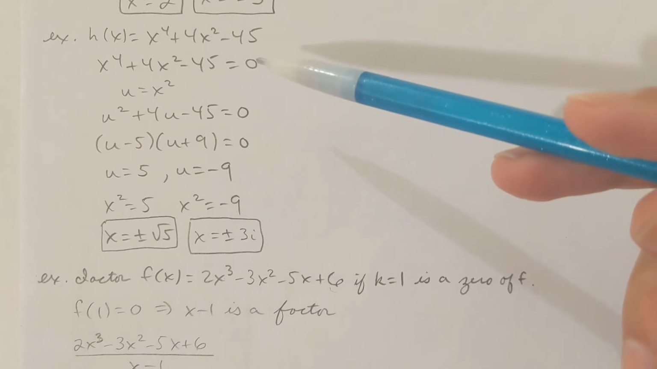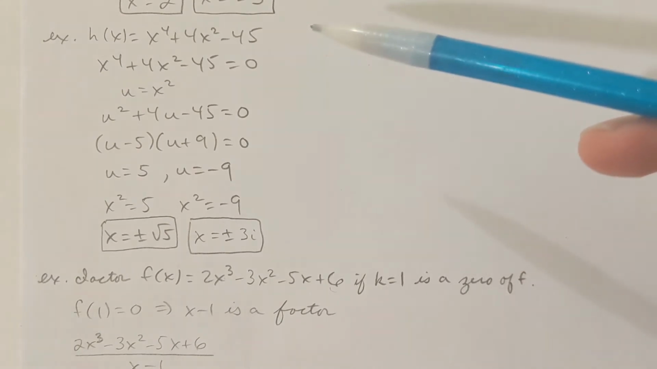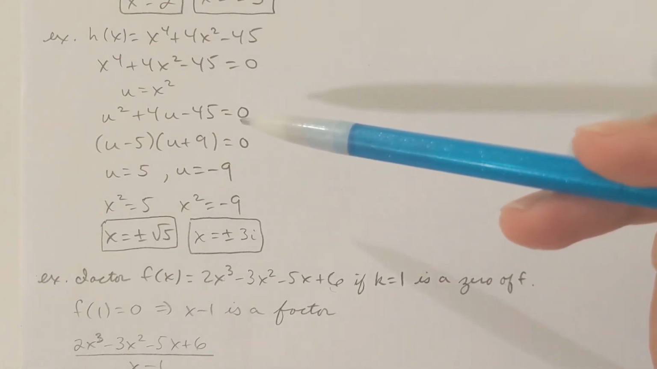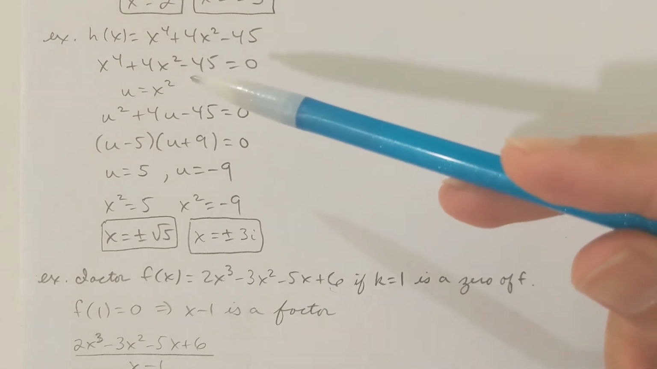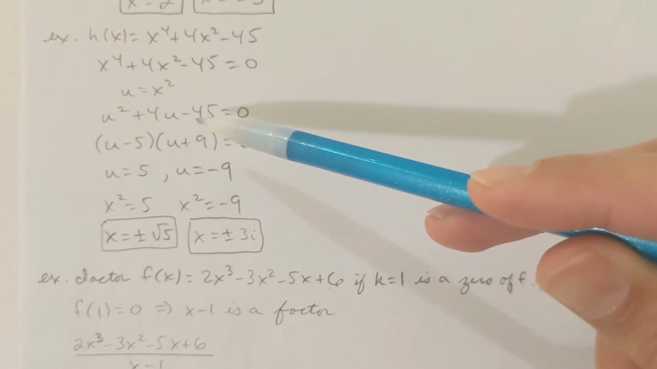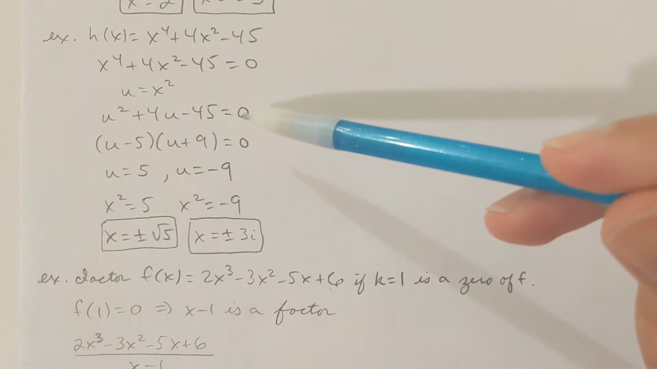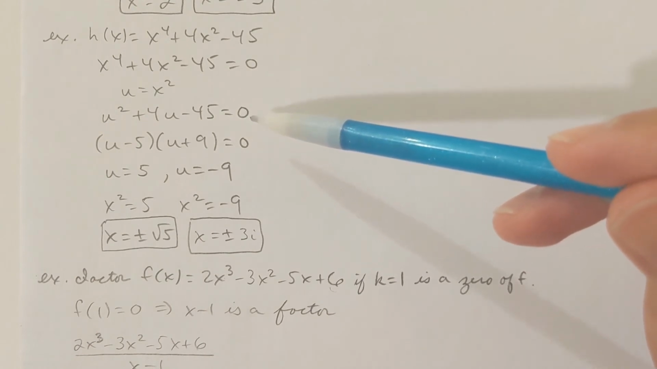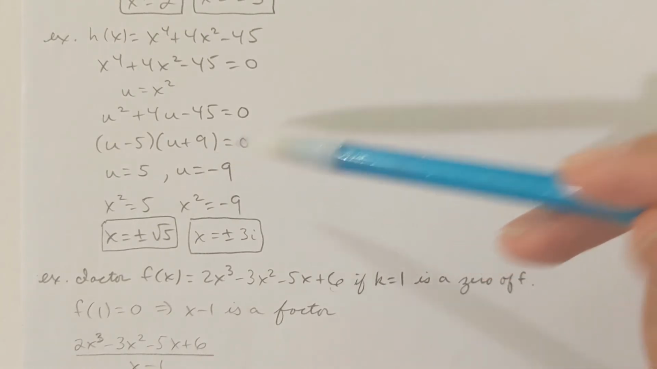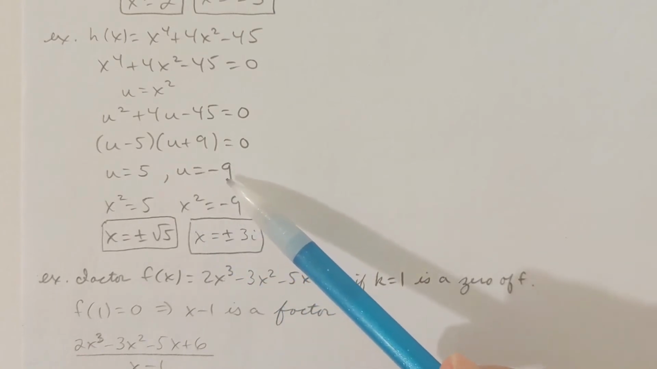Okay, I set h equal to 0 because I want to find the zeros. Now this would involve a u substitution because I'd have a quadratic in form. And if u is equal to x squared, then u squared is equal to x to the 4th. u squared plus 4u minus 45 equals 0. Okay, so there's my quadratic equal to 0. And this is going to factor nicely as (u minus 5) times (u plus 9) equals 0. u is equal to 5 or u equals negative 9.